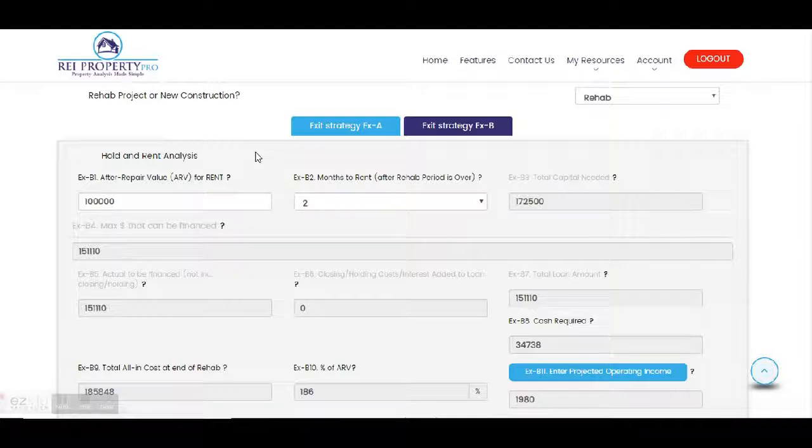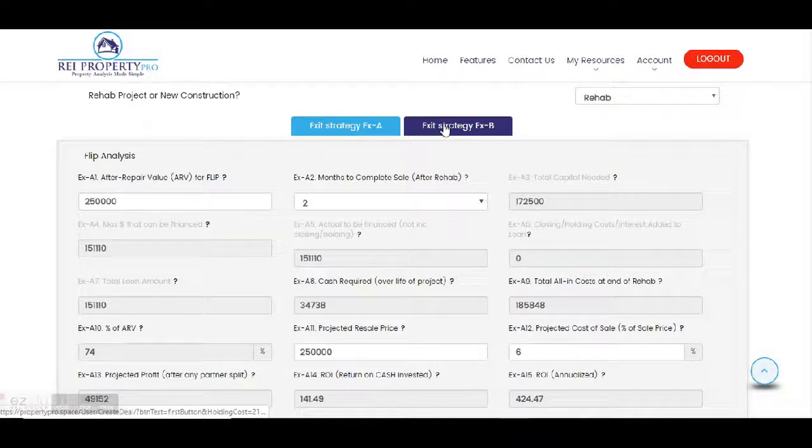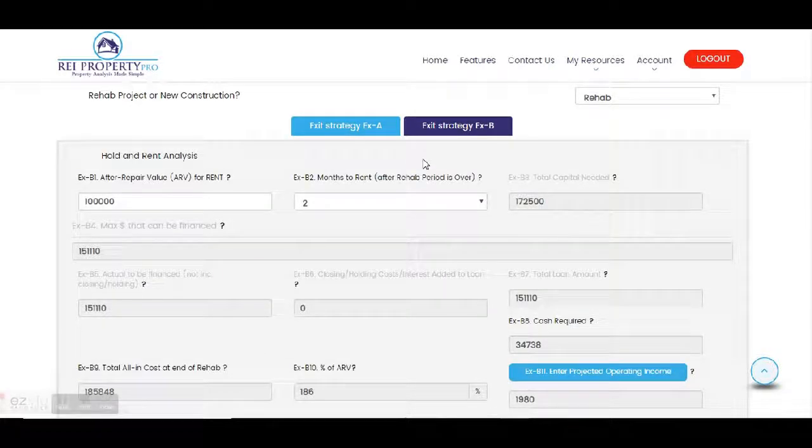In the previous sections, we have already estimated our purchase assumptions, our financing options, reviewed our exit strategy for rehabbing and selling the property. Now we're ready to review and calculate our buy and hold exit strategy if we plan to hold this property as a rental.